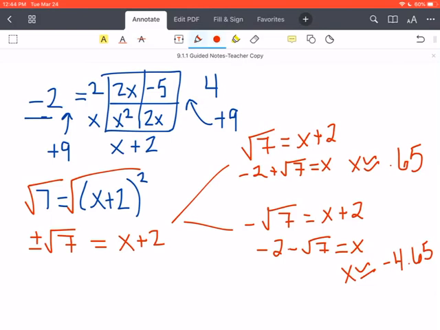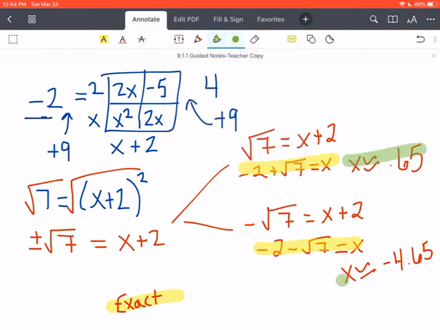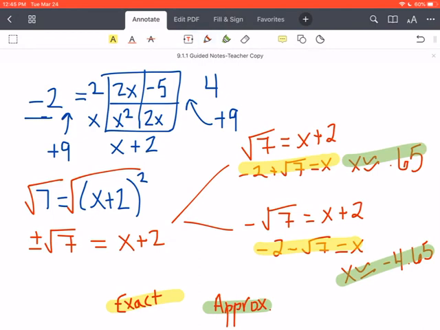So let's again kind of debrief what our exact answers are. These right here are the exact answers in yellow, and then from there we use the exact answers to get the approximate answers. The approximate answers are highlighted in green, just to be clear. So if you cannot take the square root of a number, that is irrational, and you will have exact and approximate answers in every problem that you do.